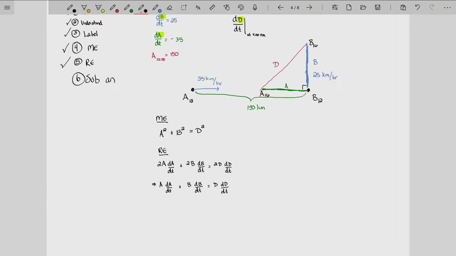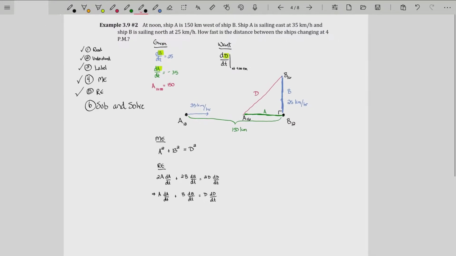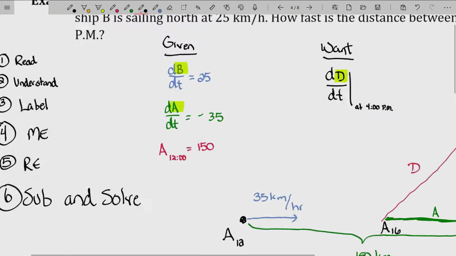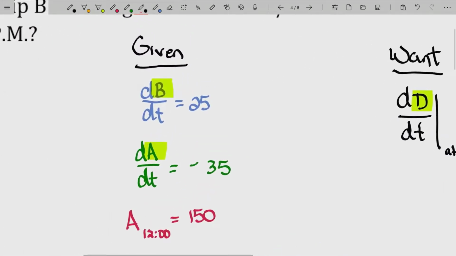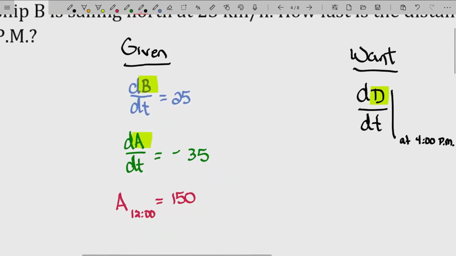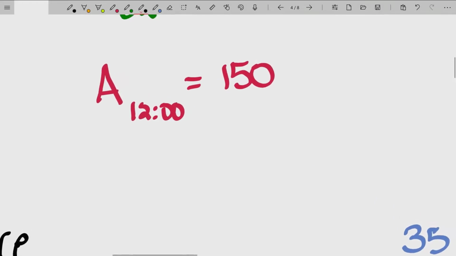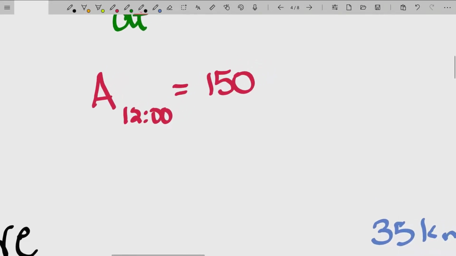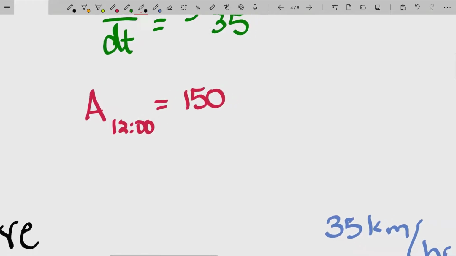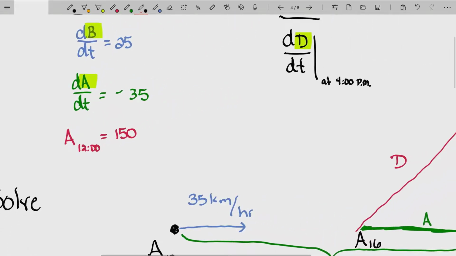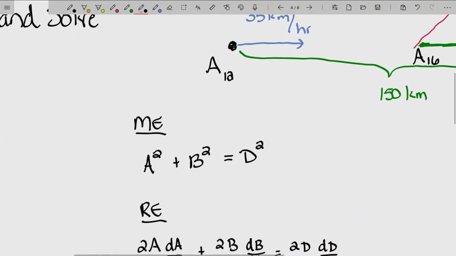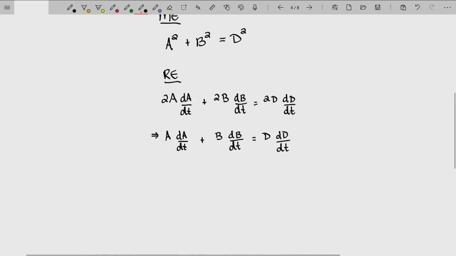Step 6, which is sub and solve. I just made up something there. All right, so I'm going to sub in dB/dt is 25, dA/dt is negative 35. I know that initially the distance was 150. That's what A was, but we're not worried about that. We're worried about what the distance is at 4 p.m. So I'm going to sub in. This is our sub in step.